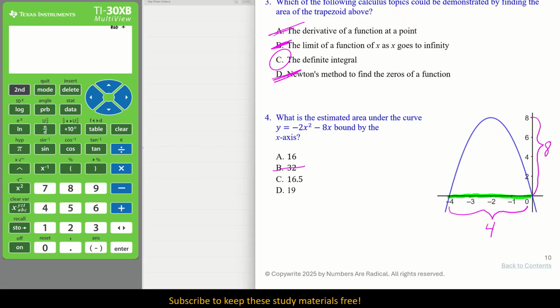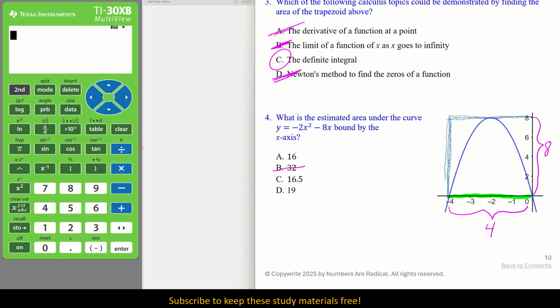Obviously, 32 would be way too large. Okay, what you would be doing is creating this. This area would be too vast. So 32 would not work.